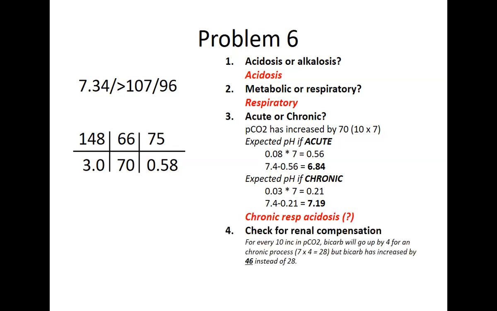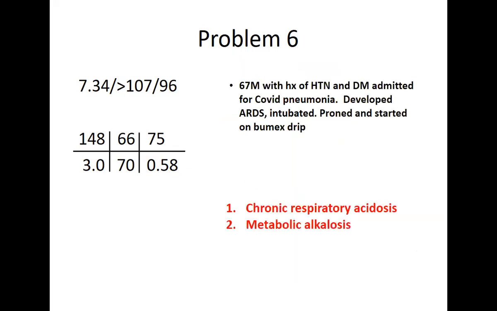Again, for every 10 increase in our PCO2, our bicarb should go up 4 for a chronic process. But our bicarb is increased by 46 instead of the 28. So there must be a coexisting metabolic alkalosis. So this, we're saying, is a chronic respiratory acidosis due to the tremendous amount of dead space he had from his COVID pneumonia and ARDS, and a metabolic alkalosis with hypochloremia because we were being so aggressive in diuresing him because his compliance was so poor on the ventilator.